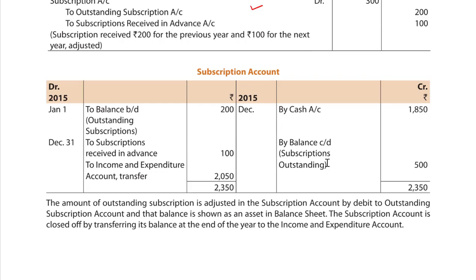Let's see the subscription account. During the year we have received 1850. Out of 1850, 200 is outstanding subscription. To subscription received in advance is 100, and the closing subscription is 500, that is outstanding. So transfer to income and expenditure account is 2050.